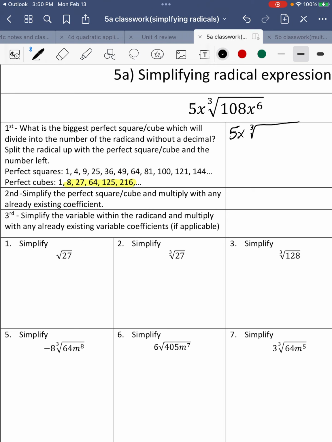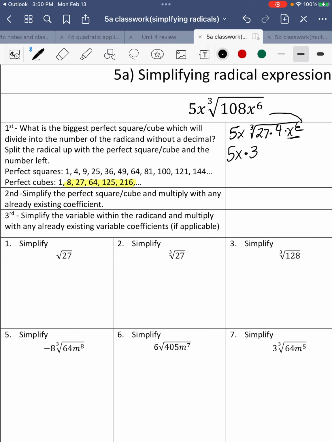I'll choose the biggest number that I think it might be. So 108 divided by 64? No. 108 divided by 27? Yes. So it's 27 times 4, and then times x to the 6th. And we'll talk about that when we get there with the x. So the 5x is on the outside. The cube root of 27 is 3, so times 3. The cube root of x to the 6th.